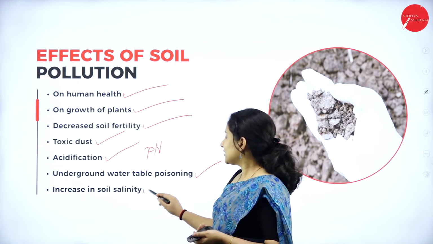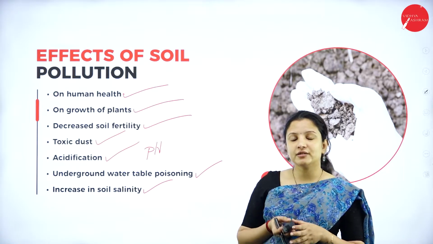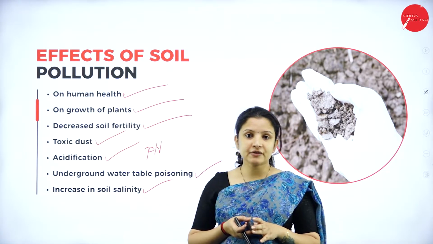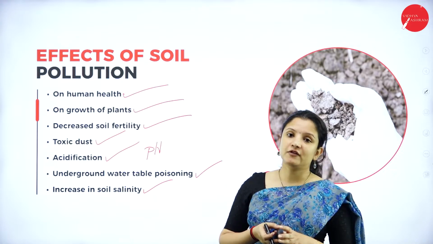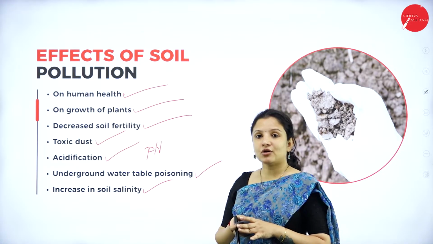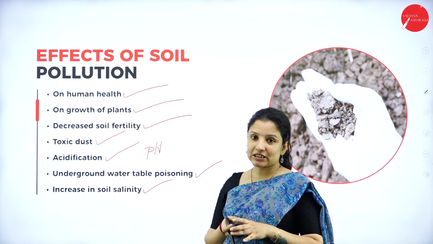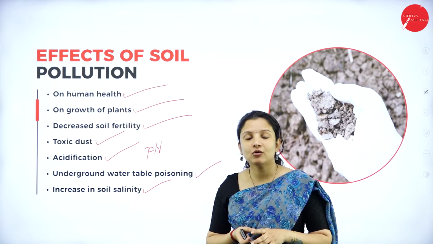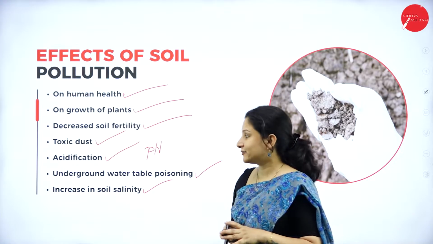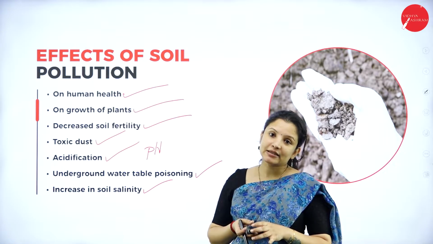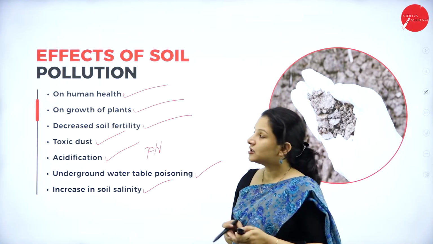Next, it can increase the salinity of the soil. Especially the use of some agricultural fertilizers, that is the chemical fertilizers, can make the soil more saline, and if the salt content in the soil increases, then it will affect the overall growth of the plant as well. So therefore, soil pollution can increase the salinity or the salt content in the soil.